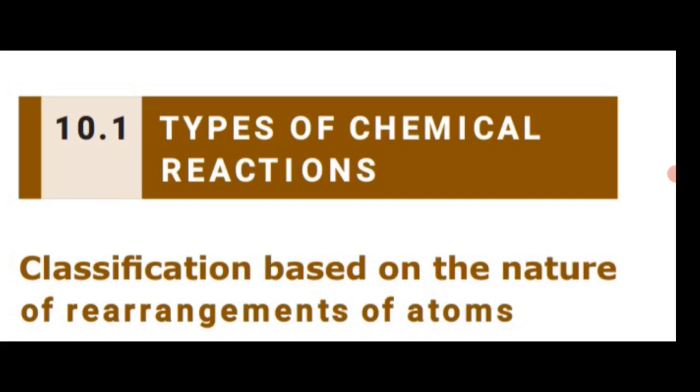Are they taking place in a similar way? No. Each reaction involves different kinds of atoms, hence the way of reaction also differs. Thus, based on the manner in which the atoms of reactants are rearranged, chemical reactions are classified as follows.